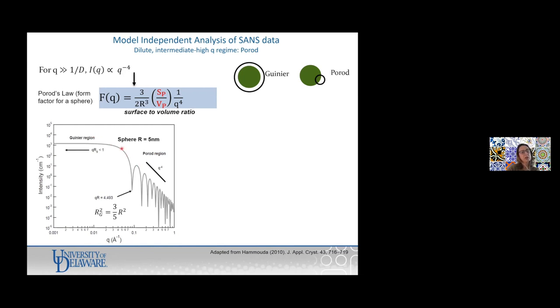And then as you go to intermediate Qs and higher, you enter the Porod region and you have this Q to the minus four dependency. And again, I'm deceiving you because I'm showing you very perfect lines. So this is all theoretical for a sphere of, say, 5 nanometers. But you would expect a profile like this.